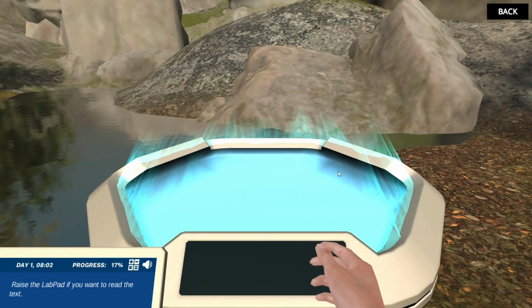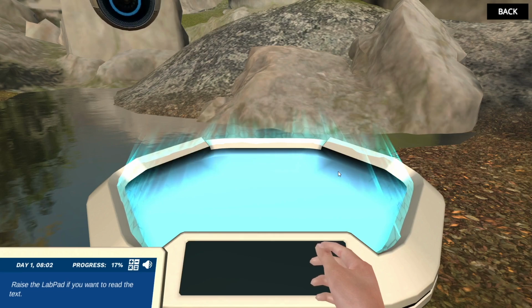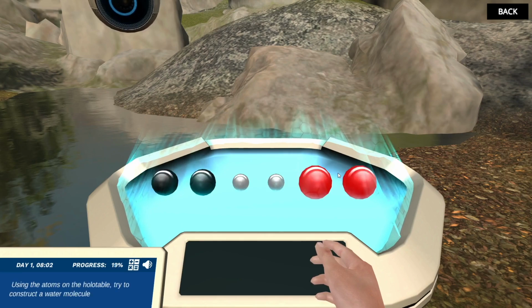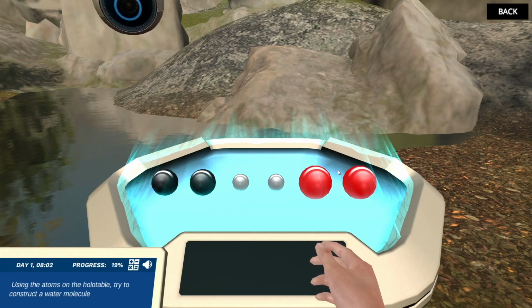Due to my electronic disposition, I shouldn't think water is amazing, but I do. Think of it as my guilty pleasure. When we talk about water, we are talking about the chemical H2O or dihydrogen monoxide to be precise. It is comprised of 2 hydrogen atoms and an oxygen atom. Using the atoms on the hollow table, try to construct a water molecule.